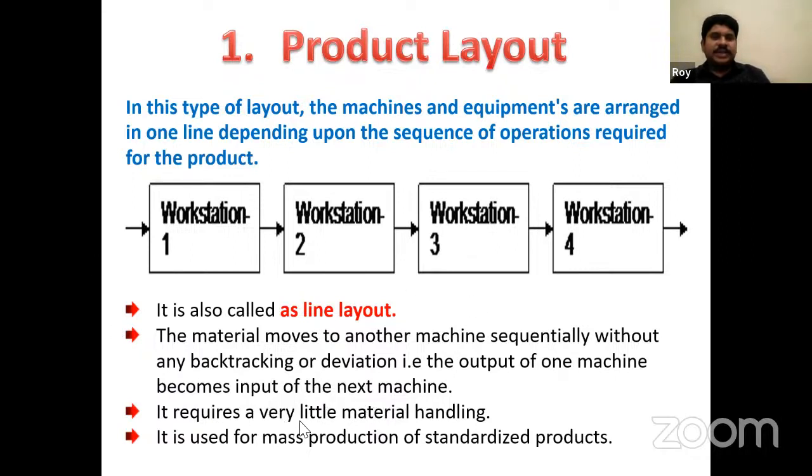Right? Now, it requires little material handling. You don't need to carry the material from long places. It is used for mass production or standardized products. This point is important. The first point is that the machines are arranged in one line, and the output of one machine becomes the input to another machine. And the fourth one is that it is for a long production process, mass production, where you are producing more products, and standardized products.